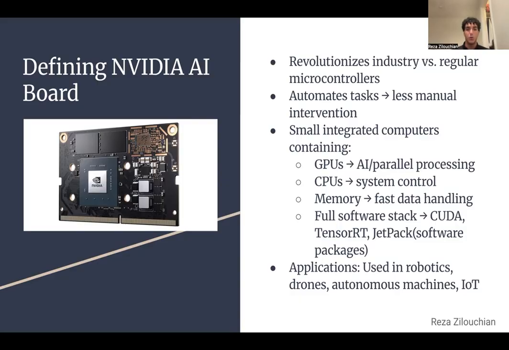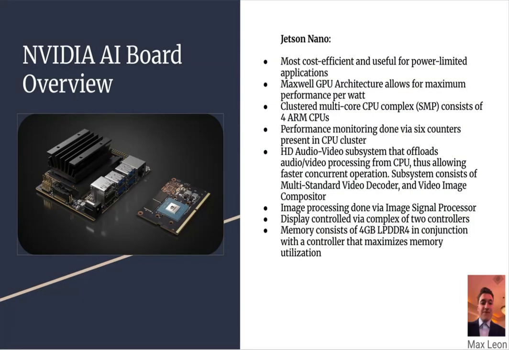It pushes performance further, making some of the most powerful edge AI computers available today. The Jetson Nano is the most cost efficient and is useful for power limited applications. It's ideal for embedded environments as well, and it supports real-time inferencing and multimedia applications. And it is the most affordable out of the three boards that will be mentioned.